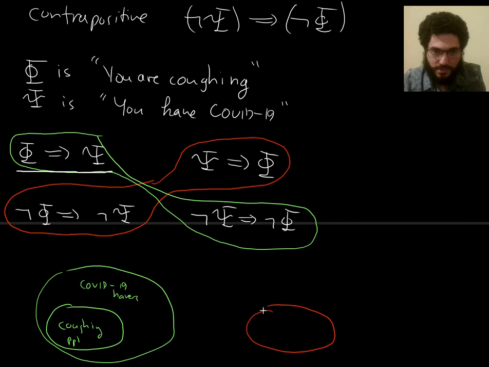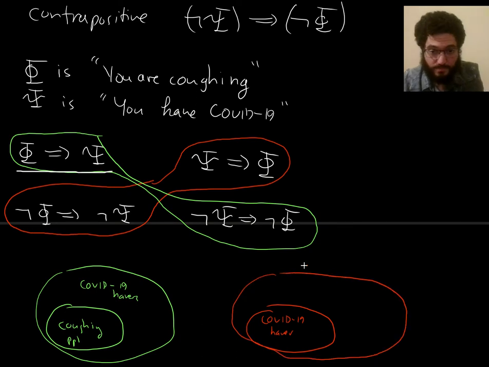In the red situation, we're saying if you have COVID-19, so if you're in this group, there's probably a more proper way to say that you have COVID-19, but whatever. If you're in this group, then it follows that you're in the larger group, possibly larger group, of coughing people.